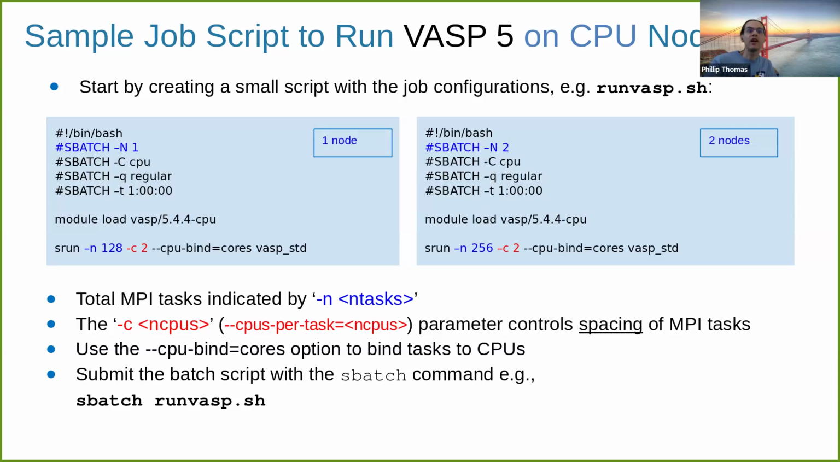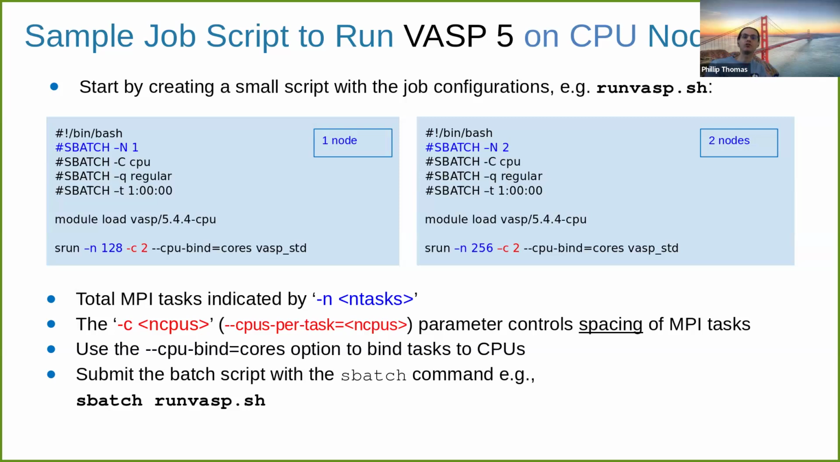Now, the -N and -c parameters are the only things you actually need to declare the number of resources that you're using. So there is a bit of redundancy between the parameters that you declare in the sbatch section above and then the ones that you declare in srun. So in this case, we're running a single node job using all 128 cores to run VASP 5.4.4 on a CPU node. And the -n 128 -c 2 is telling us to use the 128 cores spaced 2 processors apart, which I'll explain in the next slide.